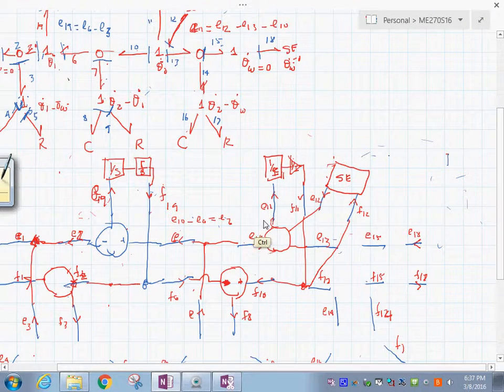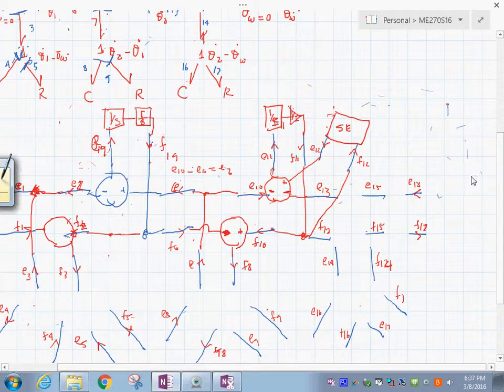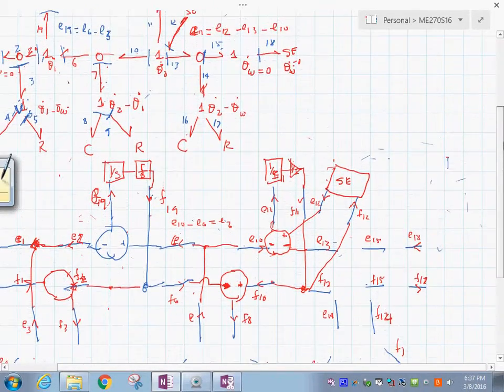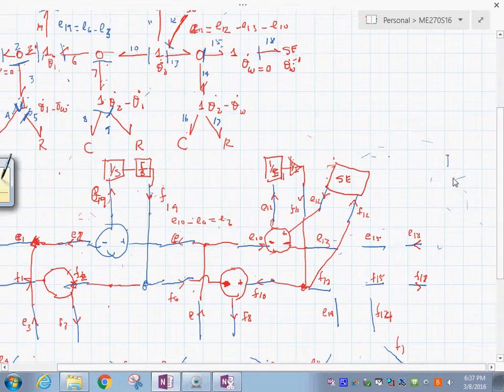Okay, and what about E14? E14 is, this one is the one, it's like this, yeah. So E14 is E16 plus E17. Okay, so recognize first what's common to that one junction. For the zero, all the efforts are the same. So this has to go like this, and then this like that. But this is bad because it's passing through and it's confusing things right here.